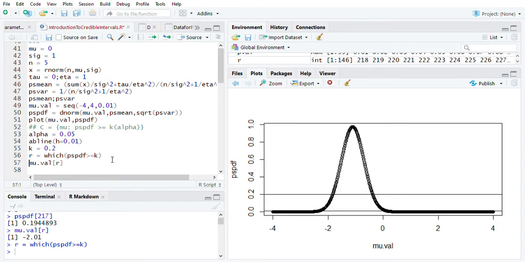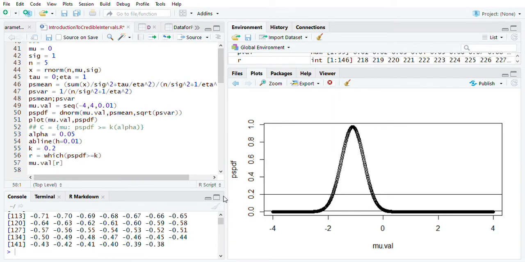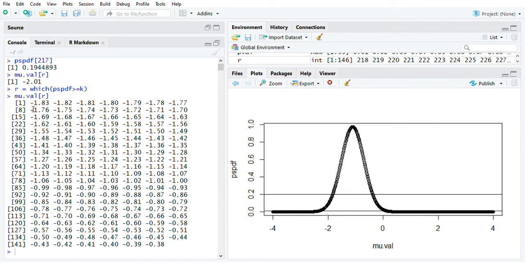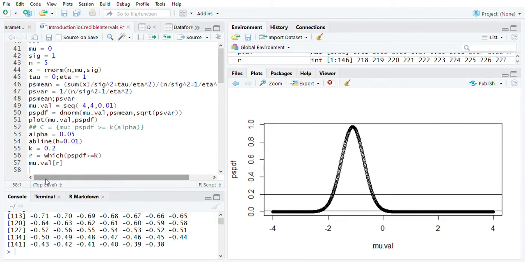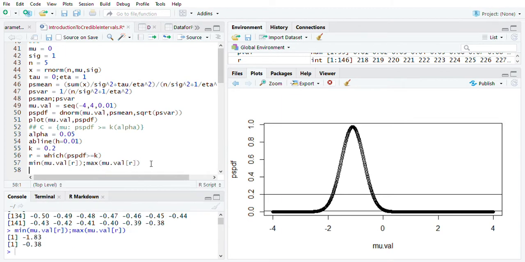I'm sorry, let us run this again. Okay, so we have got a bunch of values of mu, starting from minus 1.83, minus 1.82, up to minus 0.38. So we have got an interval actually. So how do I get this interval? I'll consider only the minimum of mu dot val R and the maximum of mu dot val R, right? So minus 1.83 to minus 0.38, this is the interval.